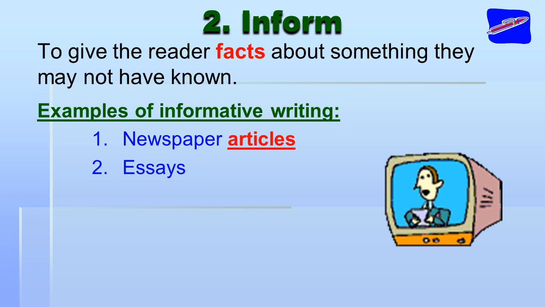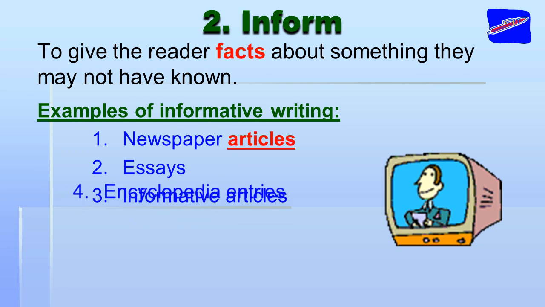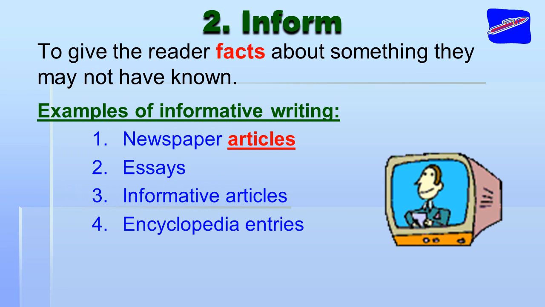Essays, the types of writings you might do in your English class, specifically expository writing, which are designed to explain things. Informative articles. These are the types of articles that you might find in places other than a newspaper, such as on a website. Or encyclopedia entries, things that you might find in an encyclopedia designed to tell you about something you did not already know.